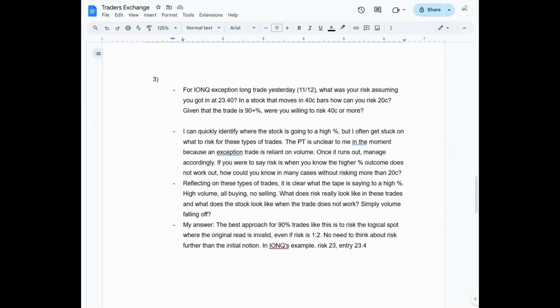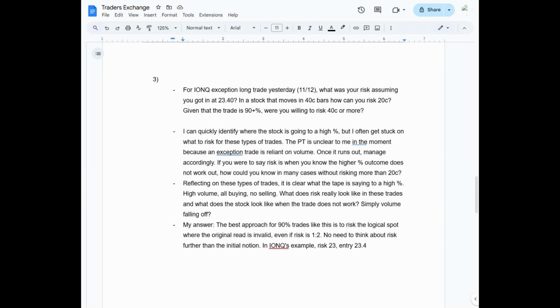For IONQ exception long trade yesterday, what was your risk? Assuming you got in, well, I would never get in at 23.40. That's right under 50, so that wouldn't even be an entry. Assuming you got in at 23.40 in a stock that moves in 40-cent bars. We don't look at stocks that move in 40-cent bars. We don't worry about the bars. We look at the increments it's trading within. How can you risk 20 cents? You can't, because that setup doesn't even make sense.